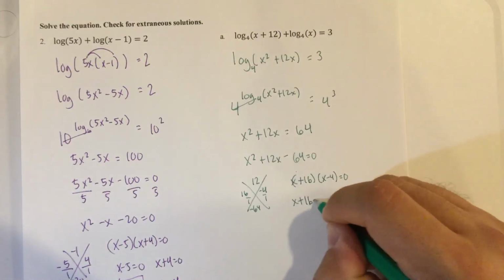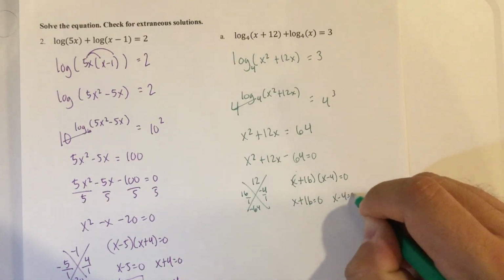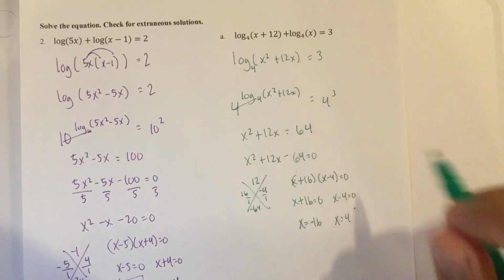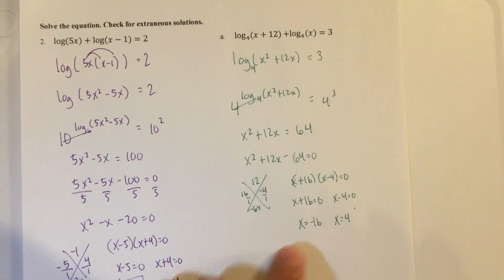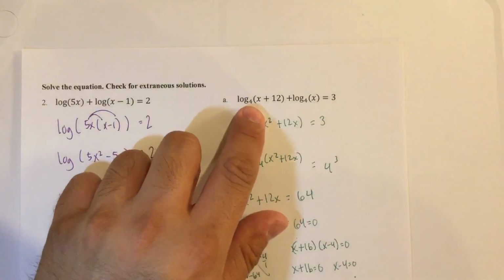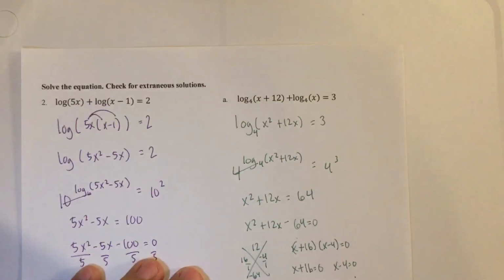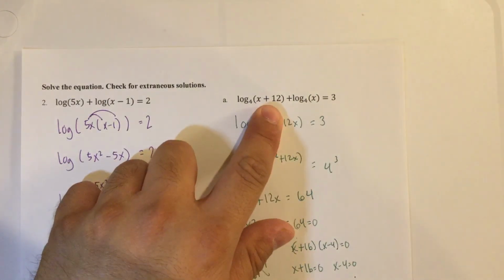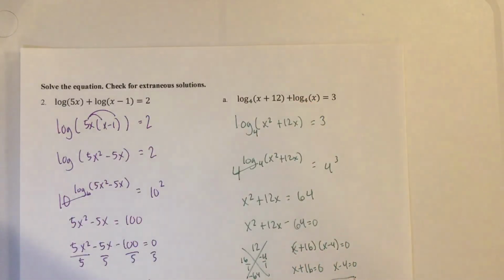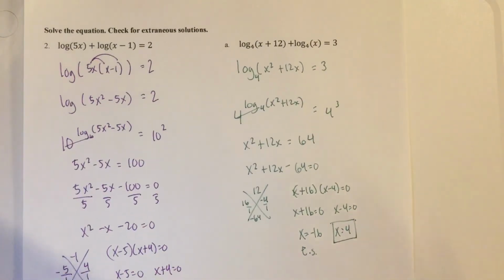X plus 16 equals 0. X minus 4 equals 0. X equals negative 16. X equals 4. And don't assume the negative one is automatically extraneous. You do need to plug it in and double check it. But negative 16 plus 12 is negative 4, which is extraneous. The 4 plus 12 is 16. 4 is there, so this one should check out to be good. Always plug them into the calculator to double check, but this looks good.